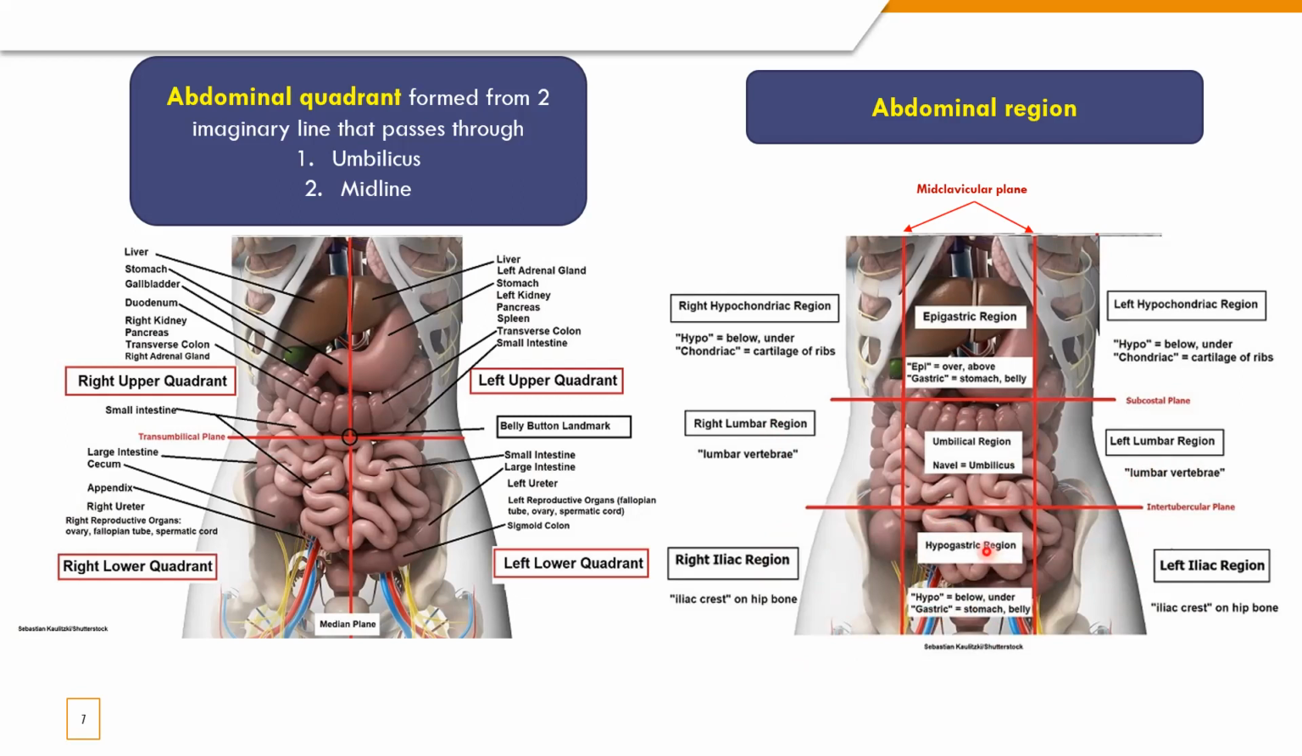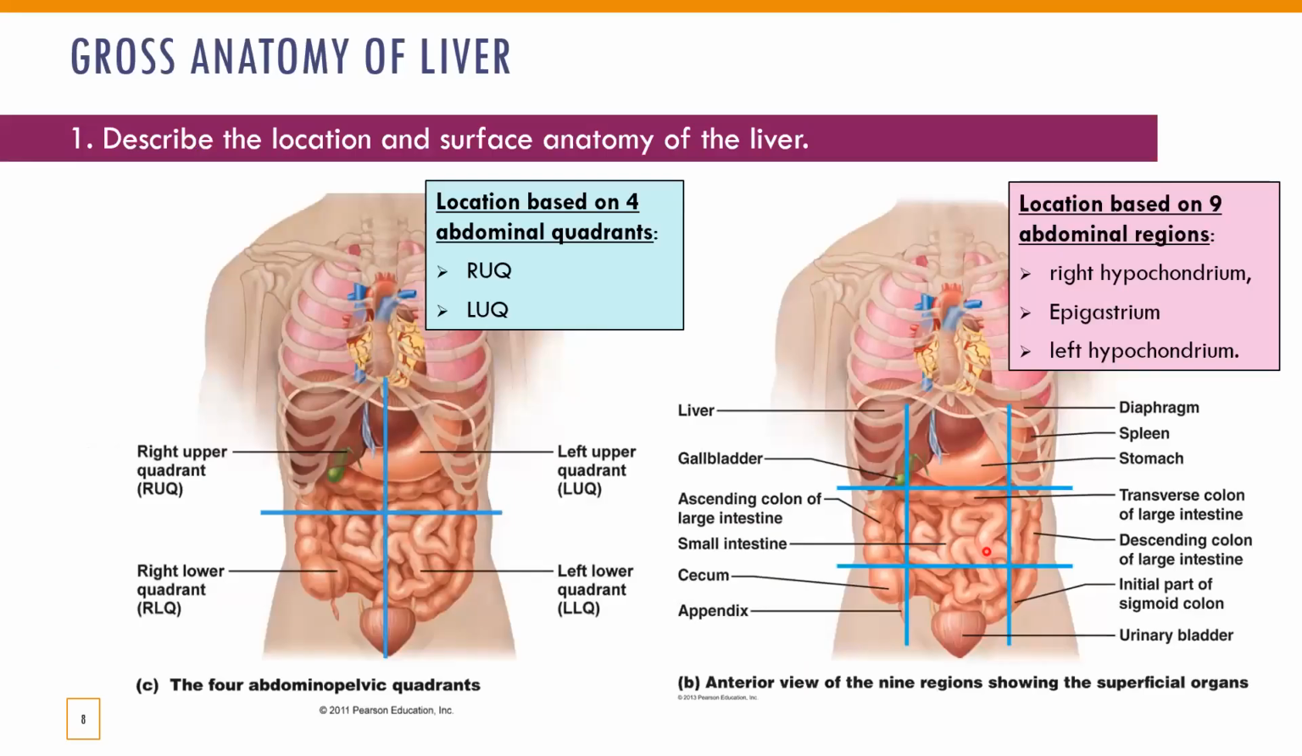So where is our liver located? Based on the 4 abdominal quadrants, the liver is located at the right upper quadrant and left upper quadrant. And based on the 9 abdominal regions, our liver can be found in the right hypochondrium, the epigastrium, and some of it may extend up until the left hypochondrium.